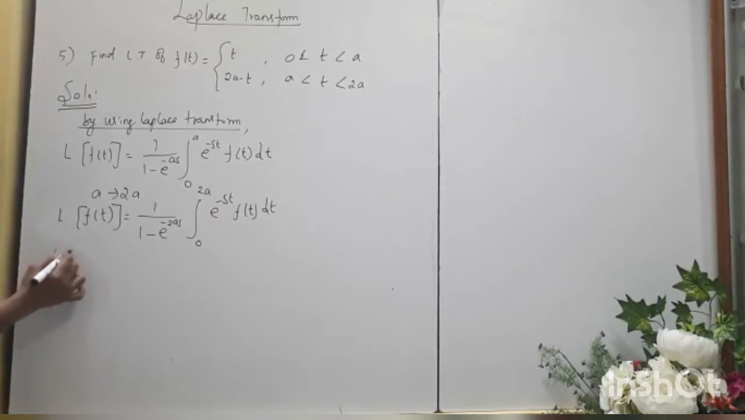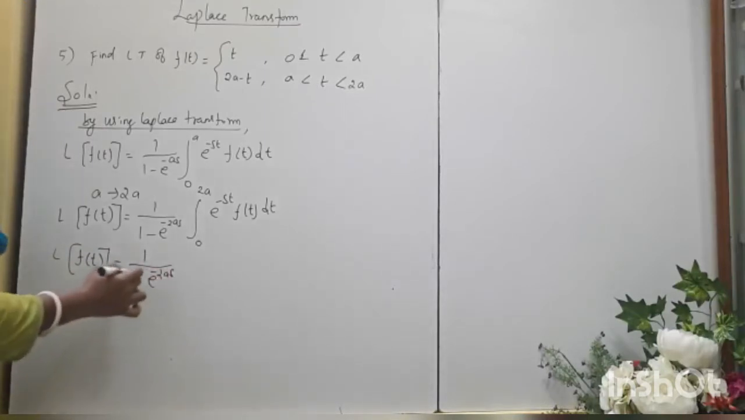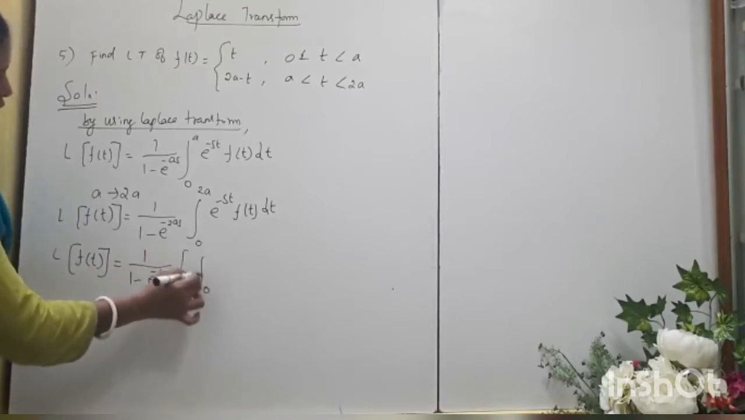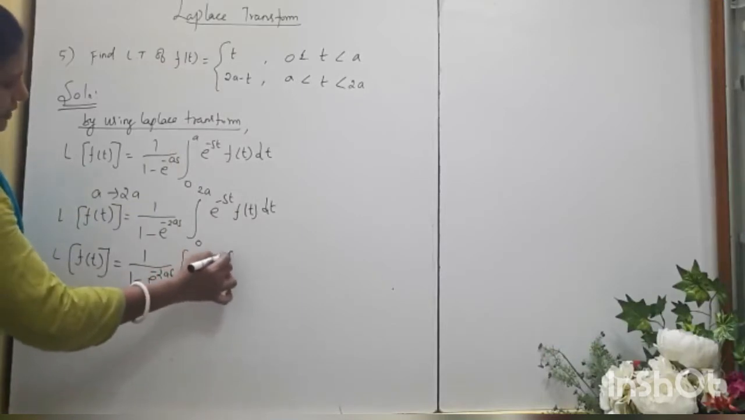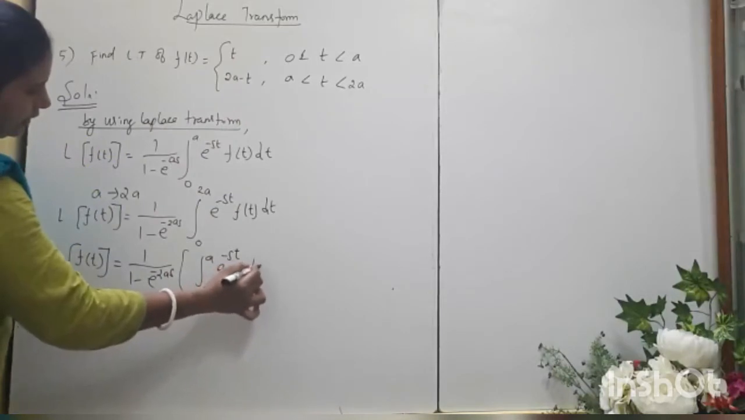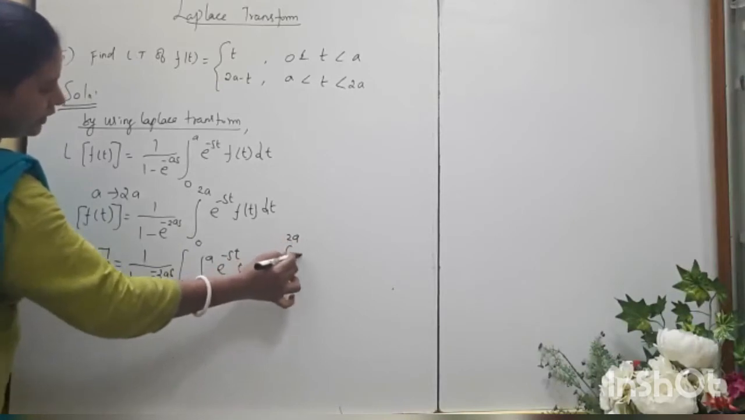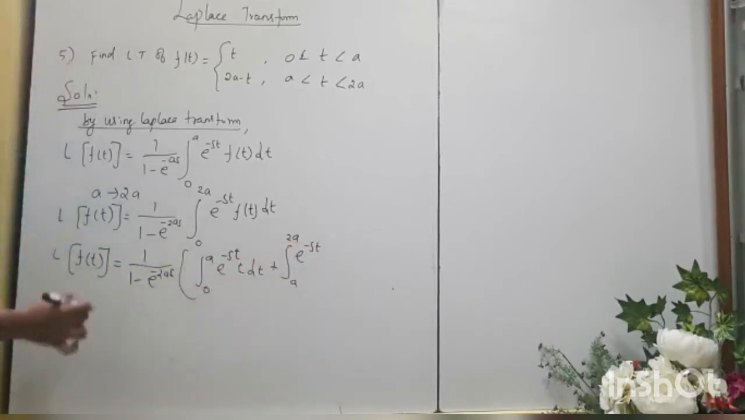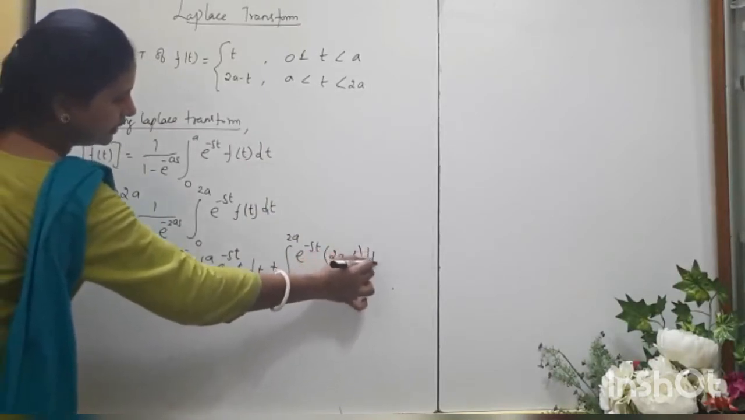Next, L of f of t equals 1 by 1 minus e power minus 2as, into the integral from 0 to a, first limit is 0 to a, of e power minus st, with f of t being t, dt, plus the integral from a to 2a of e power minus st into 2a minus t dt.